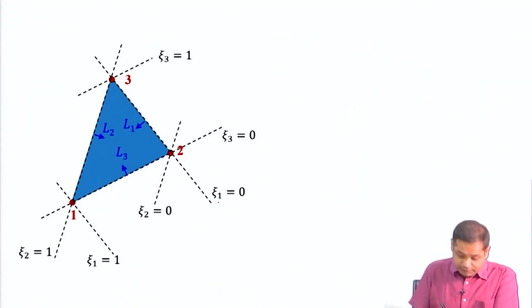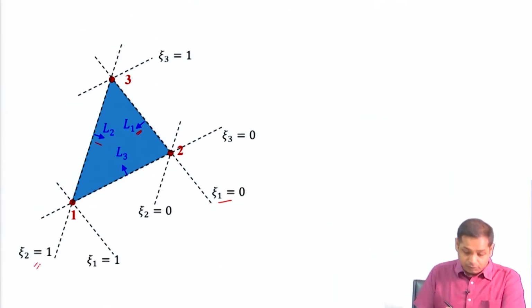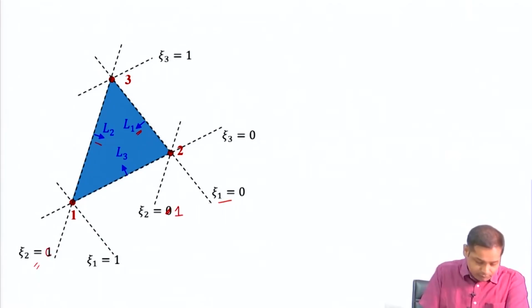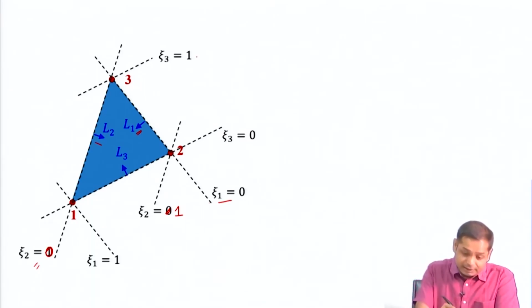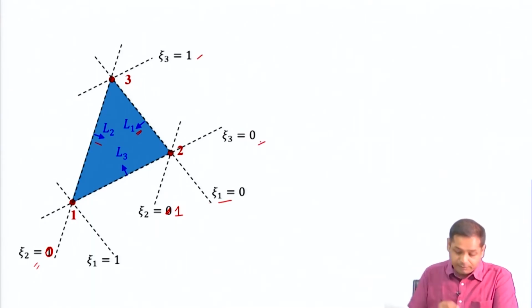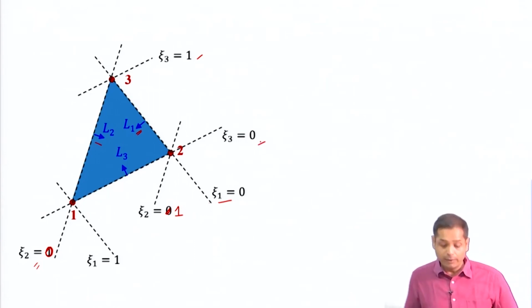So this will be xi1 moving in this direction, and then we have xi2 which is moving in this direction. xi2 will be 1 here and xi2 will be 0 here. Okay, there is a typo, and similarly xi3 is 1 here and xi3 will be 0 here.